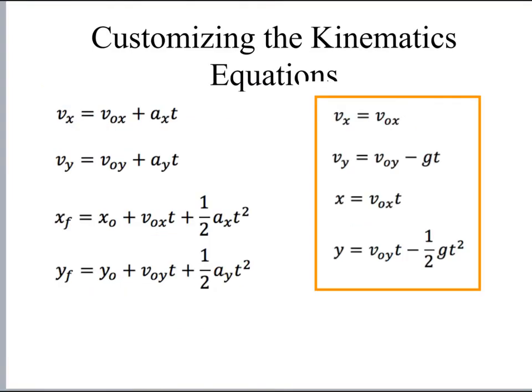Now, we have our generalized kinematics equations for x and for y, both velocity and position, and we spent a lot of time talking about how to customize those equations. This is a projectile that's launched at an upward angle, and so we saw that when you customize those equations, you end up with what's in this little orange box here, and these are the equations that we're going to use to work all the different parts of this problem. So let's get at it.